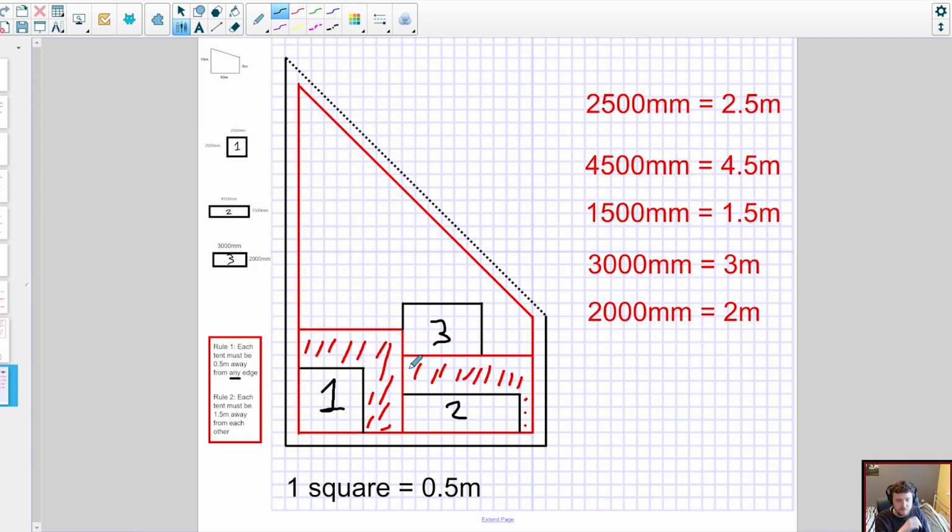What the examiner will do is they will mark to see, does your scale make sense? They'll measure your lines and say, yes, it does make sense. They'll say, does it make sense for your plots to be where they are? Yes, they're all 0.5 away from any edge, because this is the edge. So as long as they're further in than that, that's fine. And are they 1.5 away from each other? Yes. This is 3 away from each other. This is 3 away from each other. This is 3 away from each other. So we're happy.